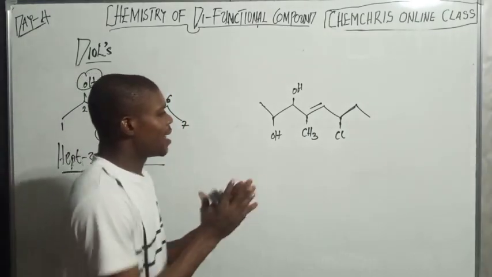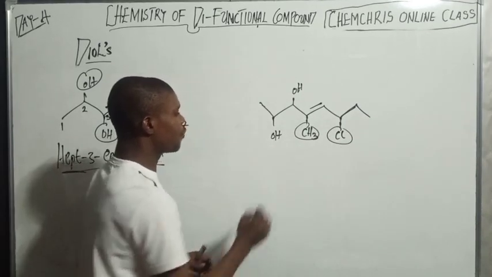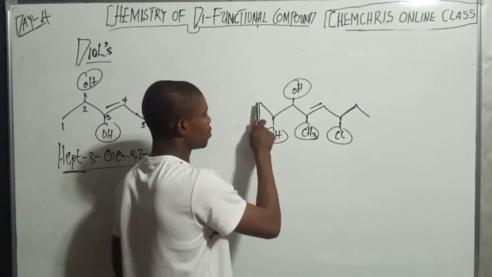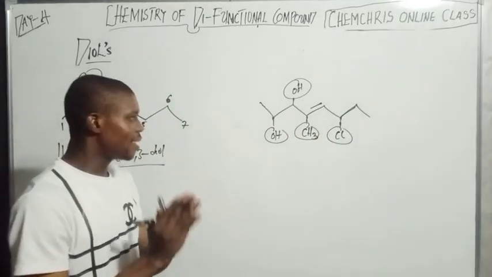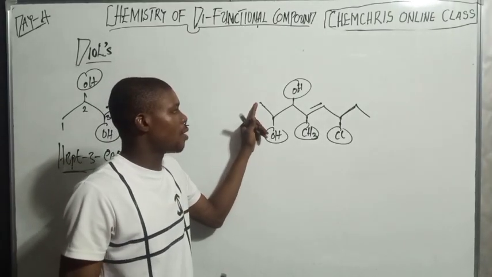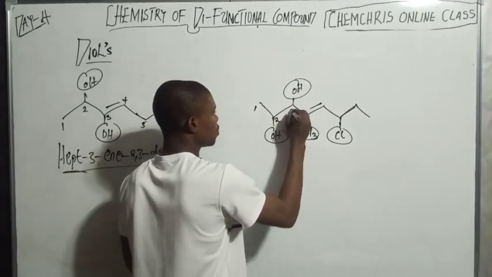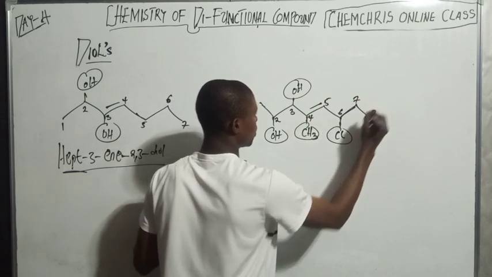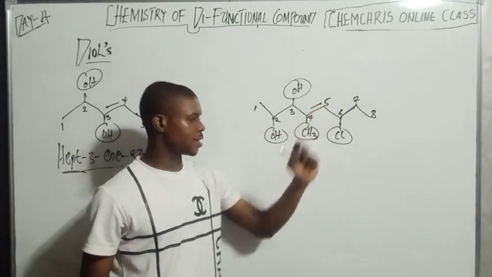Now, let's imagine we don't have these two things here. Let's focus on the parent chain. So how many carbon atoms are here? 1, 2, 3, 4, 5, 6, 7, 8. 8 carbon atoms, right? Now, remember I want to start from here because this will give us the lowest possible number for the OH. So it's going to be 1, 2, 3, 4, 5, 6, 7, and 8. Can you see that?